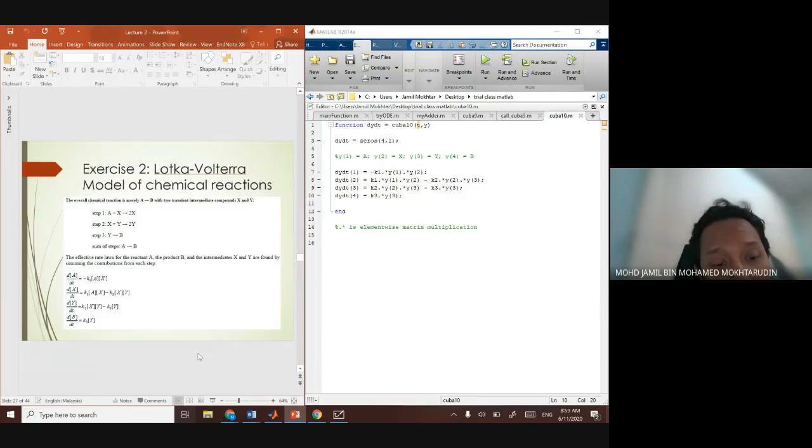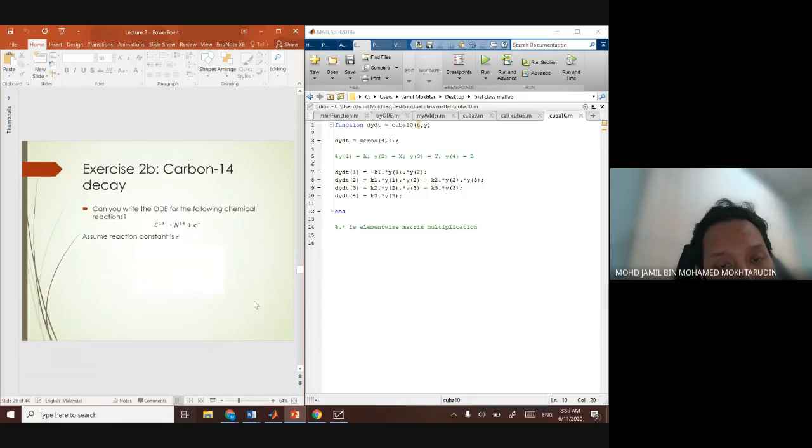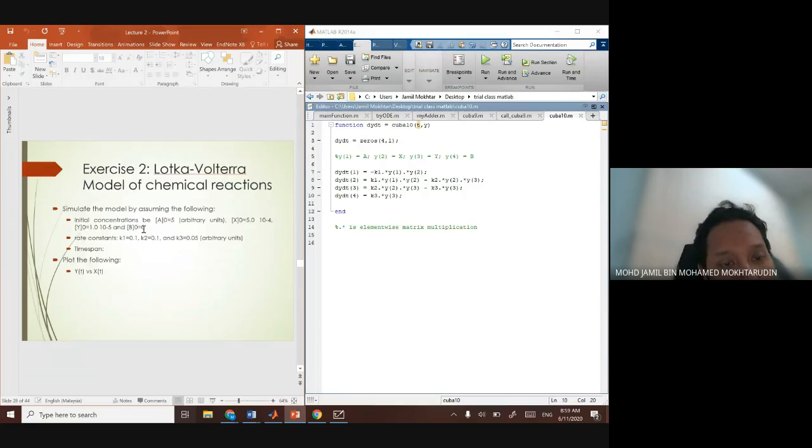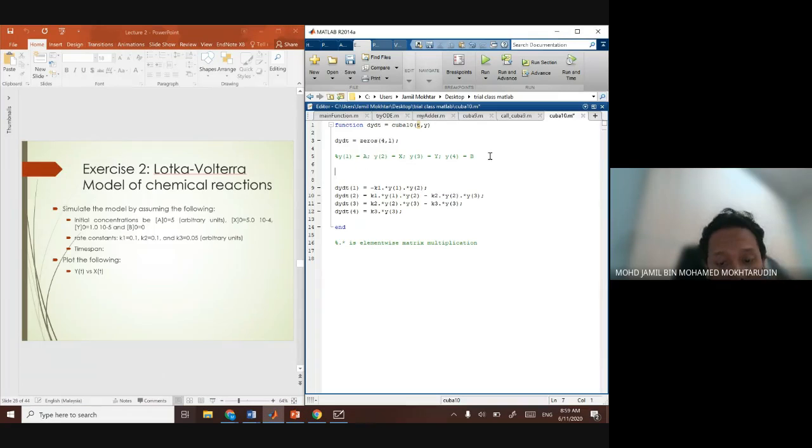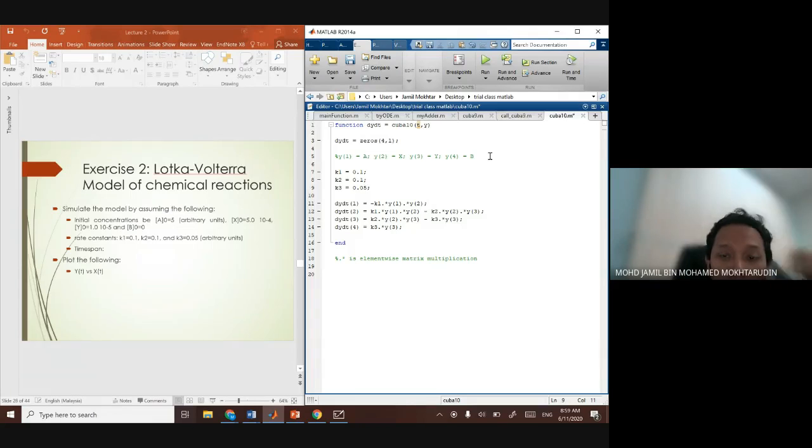So example here, kalau continue slide seterusnya, dia bagilah the values for K1 and K2 and K3. So tulislah dulu K1 berapa. So K1 is 0.1, K2 is 0.1, and K3 is 0.05. Okay, yang ni dah lengkap lah kiranya. So save, and then we write the calling function.